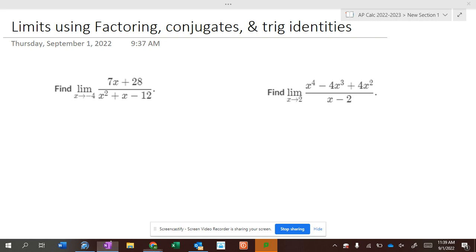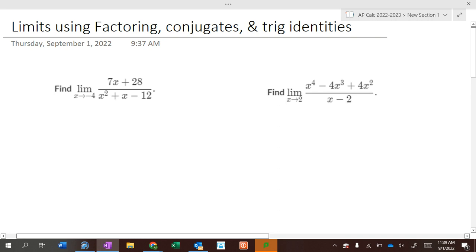So factoring. If we just straight substitute in here, what's negative 7 times negative 4? Negative 28 plus 28 is 0. If we put in negative 4 in the denominator, we get 16 minus 4 minus 12, which is 0. We get 0 over 0. Most of you would say, well, that does not exist. Oh, but this is Calc class.